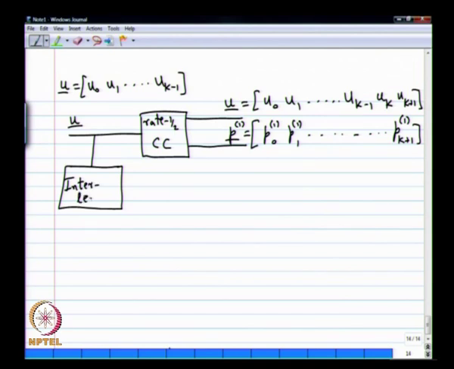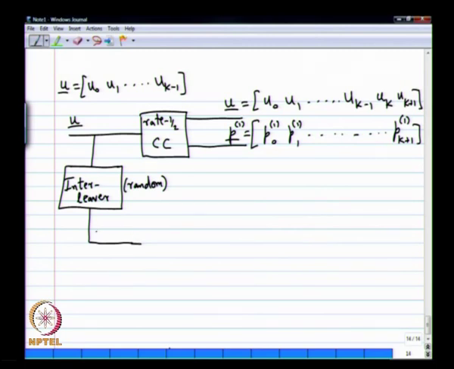What does an interleaver do? It just permutes the bits in U randomly. The interleaver has to be sufficiently random. It cannot be very deterministic. It cannot switch everything in a very deterministic way. It has to be very random. That is the first condition, but I am not saying that now. I will just simply say interleaver, you assume this to be some kind of random interleaver.